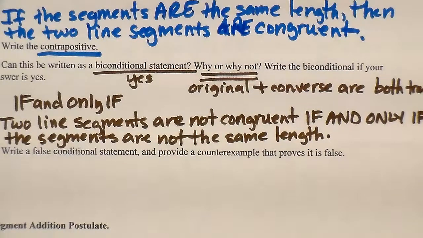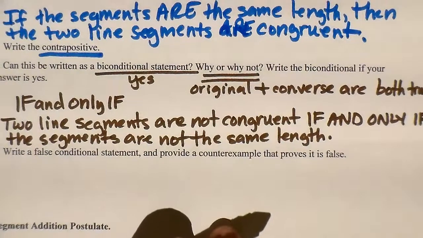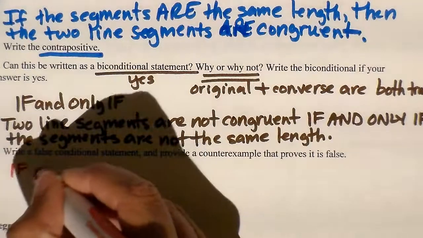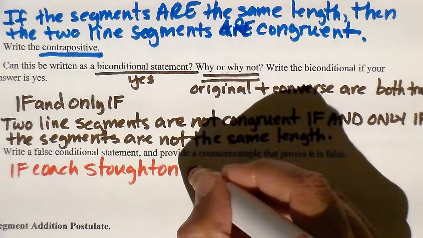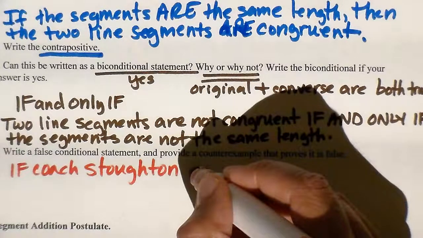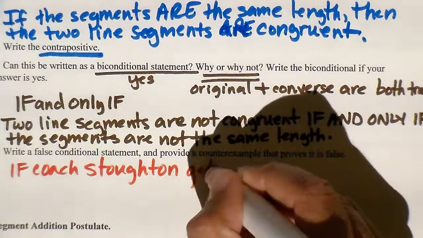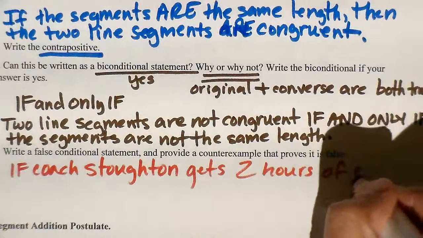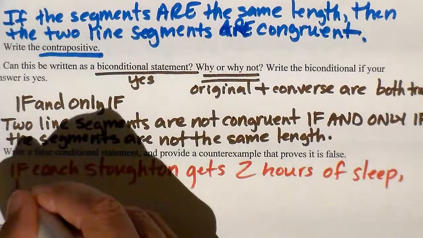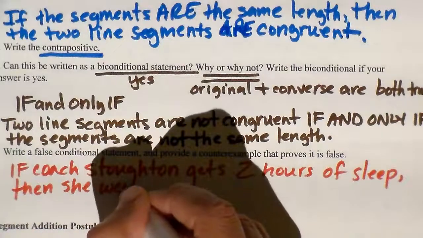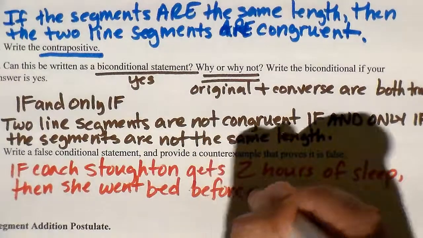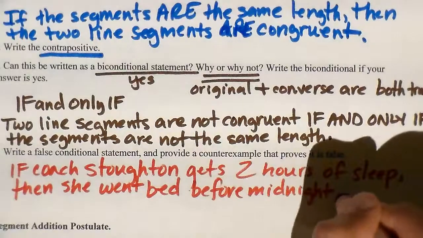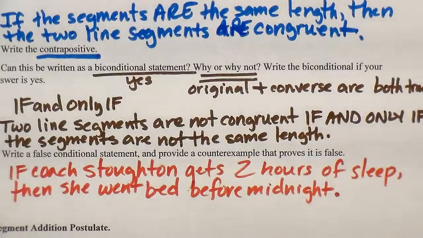The next one, write a false conditional statement and provide a counterexample. Okay, so I can do that, I think. So let's write a false conditional statement. If Coach Stoughton gets 2 hours of sleep, then she went to bed before midnight. So that statement says, if I get 2 hours of sleep, then I went to bed before midnight.